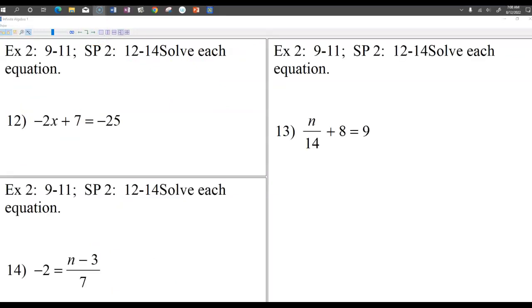All right, so go ahead and try these three problems, 12, 13, and 14. This is just for you to practice with. Show your work and see if you get the right answers. Pause the video. When you unpause it, I will have it worked out for you.